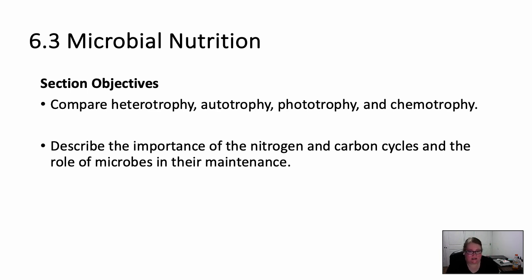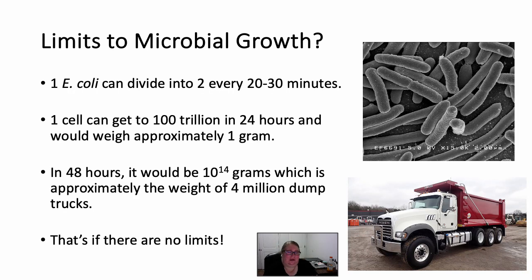Okay, so let's start into section 6.3. Our section objectives: we're talking about microbial nutrition. You need to be able to compare heterotrophy, autotrophy, phototrophy, and chemotrophy. Lots of trophies. And you need to be able to describe the importance of the nitrogen and carbon cycles and the roles of microbes in their maintenance. But first, we need to talk about microbial growth.